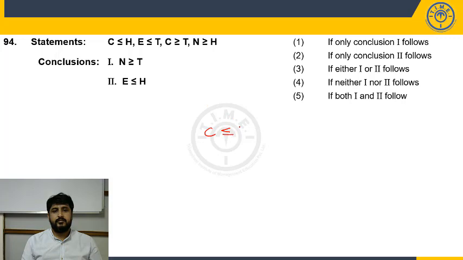C less than or equal to H. C greater than or equal to T is as good as T less than or equal to C. N greater than or equal to H is as good as H less than or equal to N. And E less than or equal to T. Now let's answer the question. N greater than or equal to T.